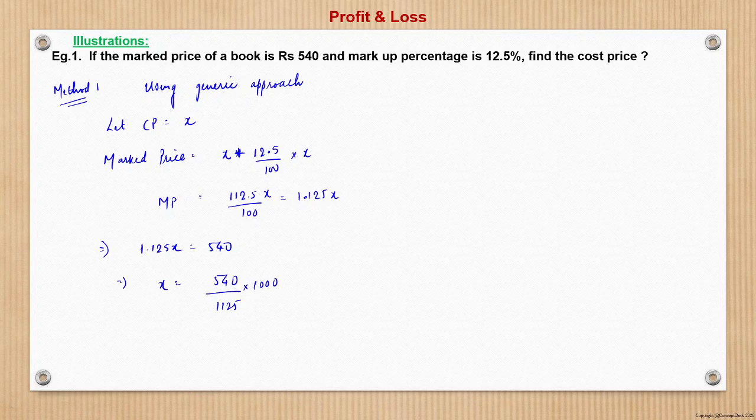So from here we can solve this; again this is a calculation. 540 into 1000 divided by 1125 is 480, right? So here we get CP is equal to X is equal to 480 rupees. This is the answer to this question. However, this approach is not advisable. Let me discuss method 2.